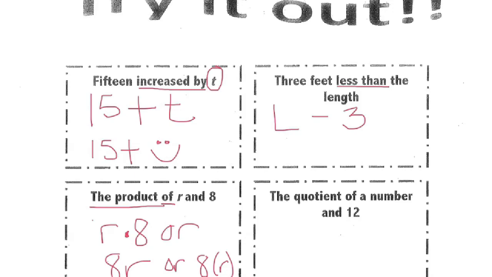Now the next one, the quotient of a number and 12. What we're looking for is the quotient. That's the answer that we're looking for. A number, I'm going to circle that because that's our variable. We don't know what that is, so we want the quotient of a number and 12. That means a number divided by 12. So we would write n, that's our variable, divided by 12. That's what we're looking for. Okay. Let's make a few of our own.